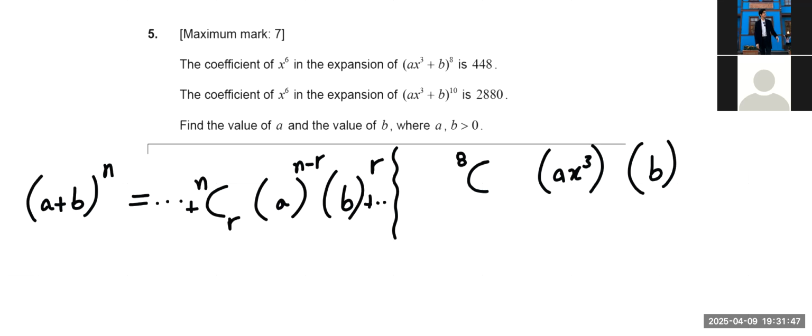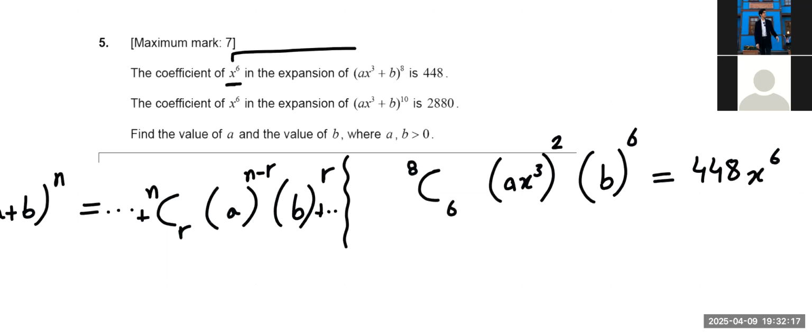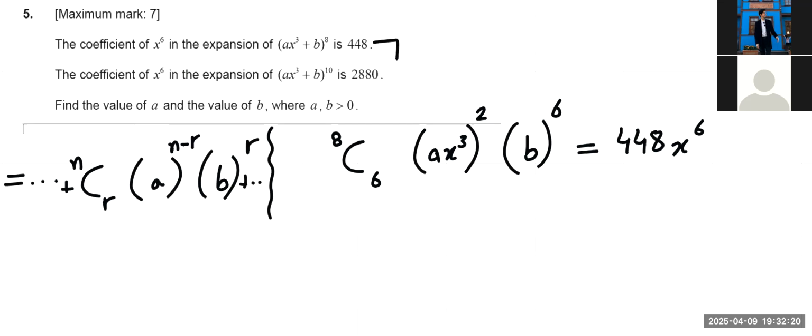What power should I raise ax cubed to, to get x to the power of 6? Two, exactly, because when you square x cubed, you get x to the 6. If this is 2, what should this be? Six, exactly, because they have to add up to 8. And if this is 6, then what should this number be? Also six. Exactly. And we know that this is supposed to equal 448 x to the power of 6, because it says that the coefficient of x to the power of 6 is 448. That's me using the first statement given to us.